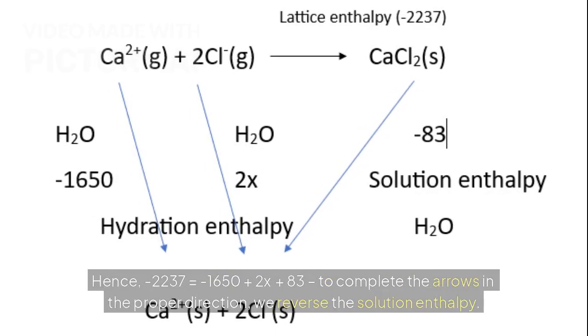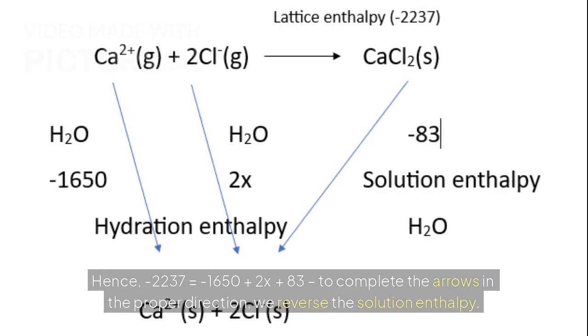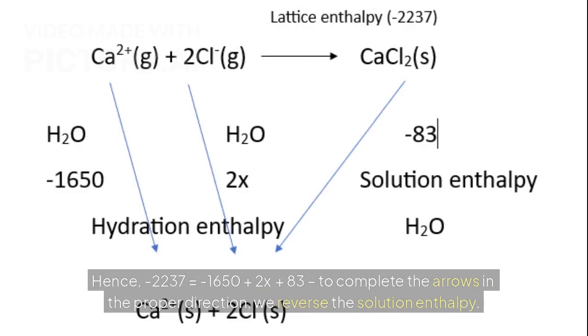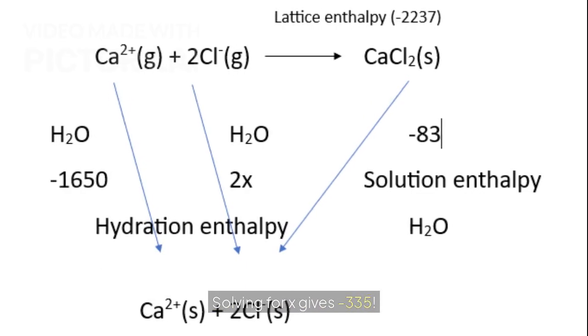Hence, 2237 equals 1650 plus 2x plus 83. To complete the arrows in the proper direction, we reverse the solution enthalpy. We say 2x since we have 2 chloride ions. Solving for x gives 335.